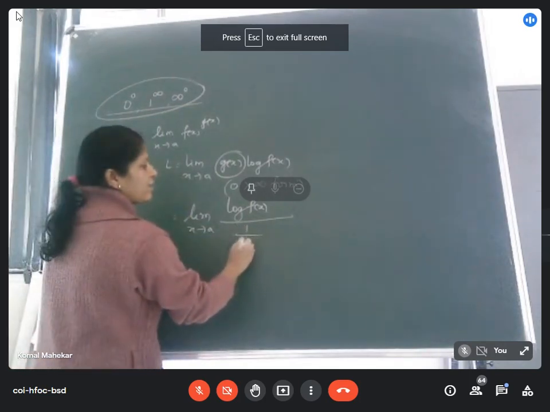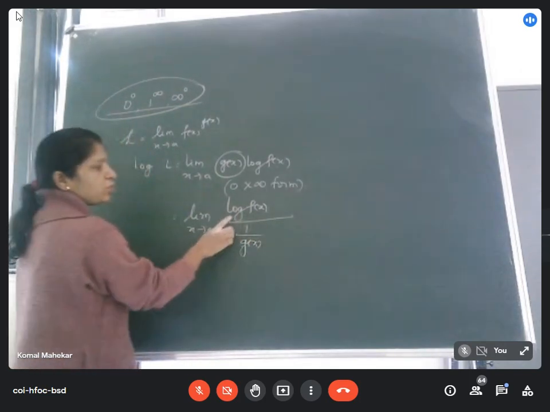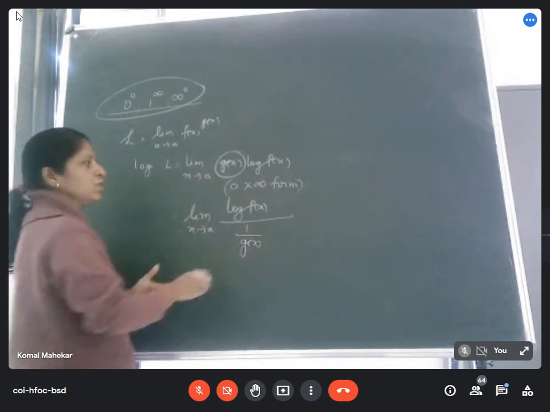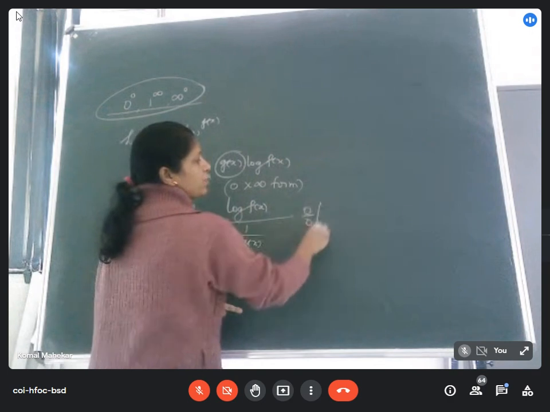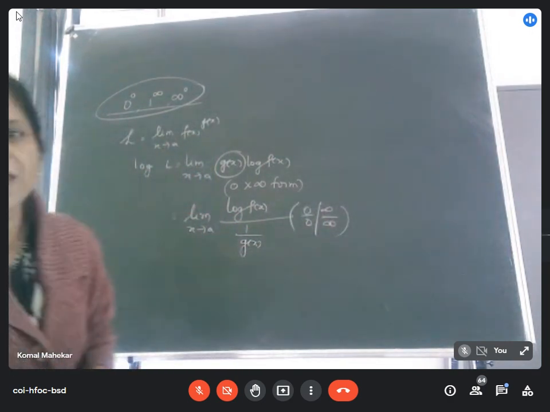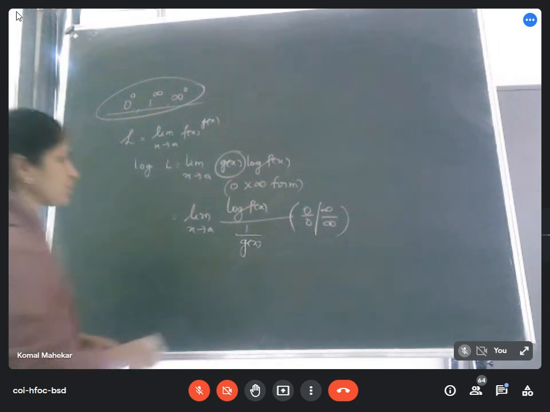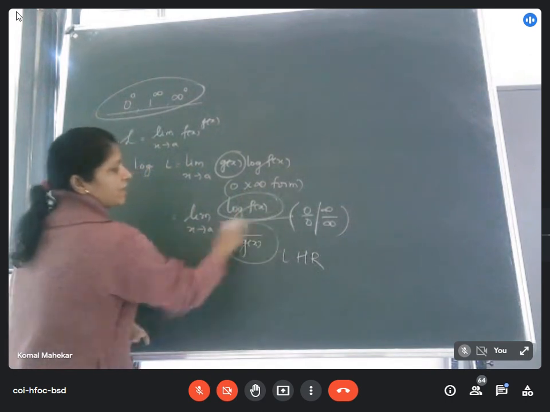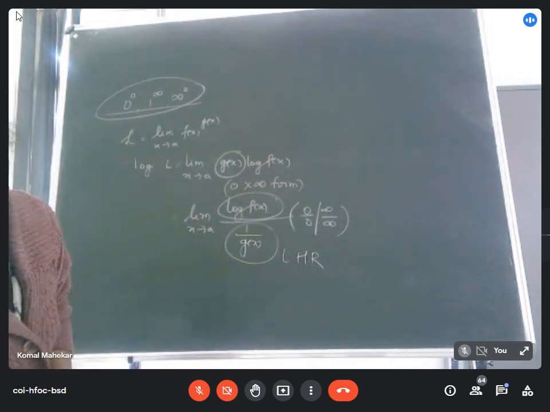So this is divided by 1 by g(x). So this function, numerator divided by 1 by g(x), is the same as multiplying by g(x), so that it gets converted into 0 by 0 or infinity by infinity form, and then you apply L'Hospital rule to this. Applying L'Hospital rule, find the derivative of the numerator and the derivative of the denominator function.